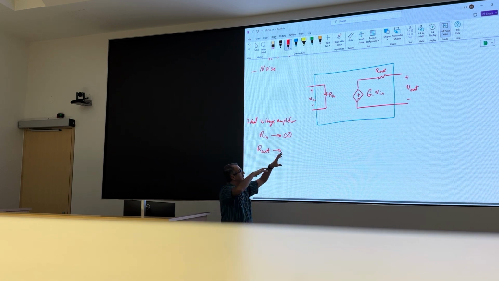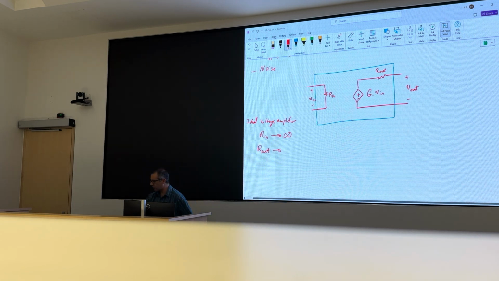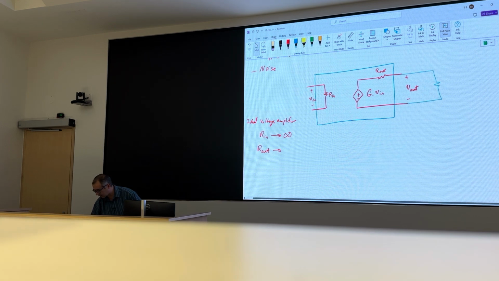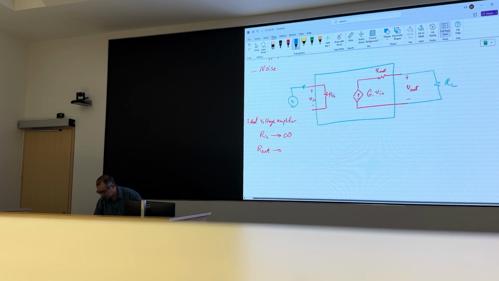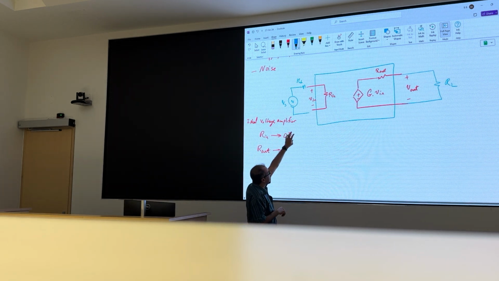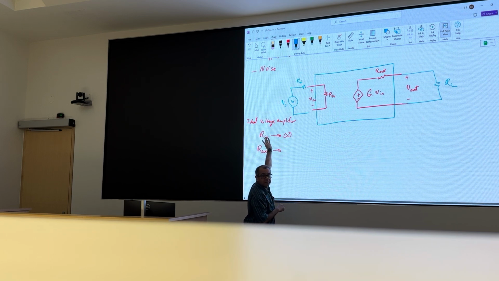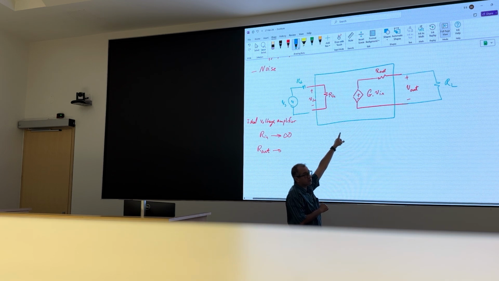So R out, after I do my amplification and everything else, I'm driving a load. There's a load attached here. There's a source attached here. This is the small ES and this is the big RS. And there's a load attached to the other end. So at the input we took care of, right? So if your Rin is infinite, you measure all of Vs. Rs doesn't matter anymore. What about output?